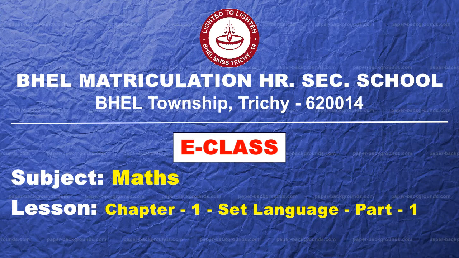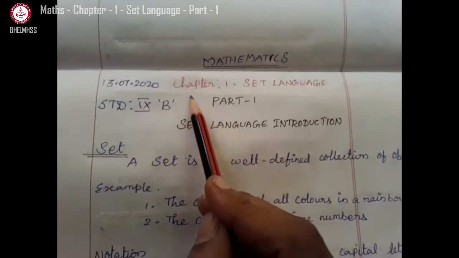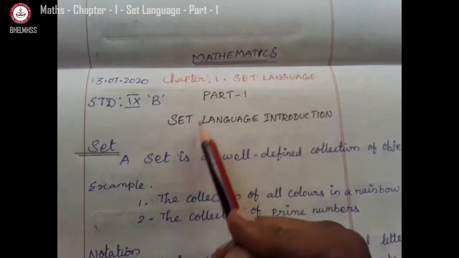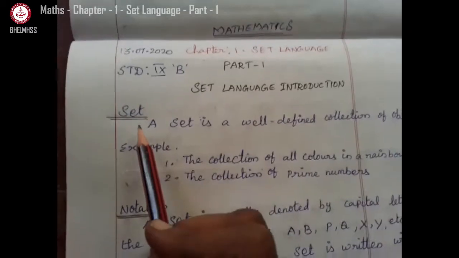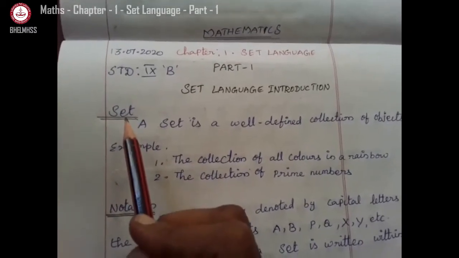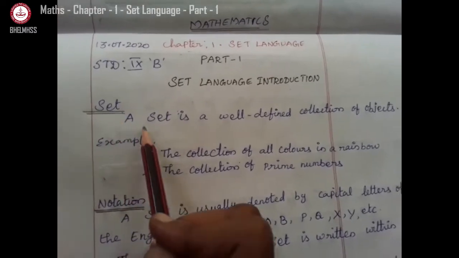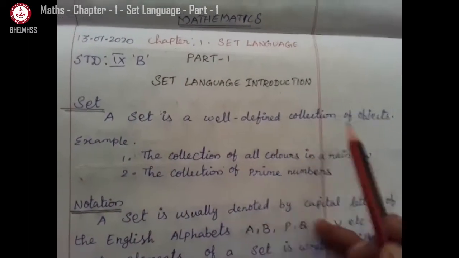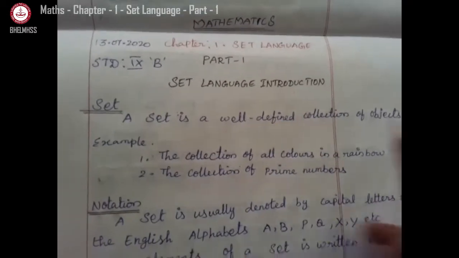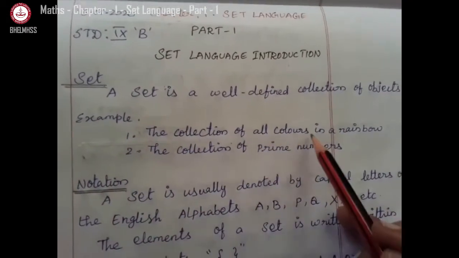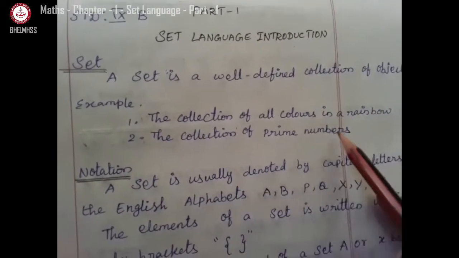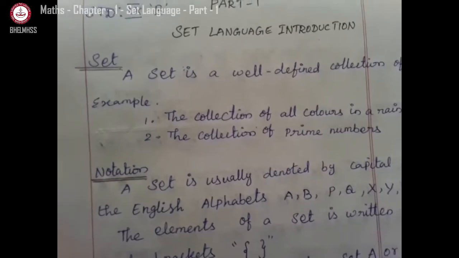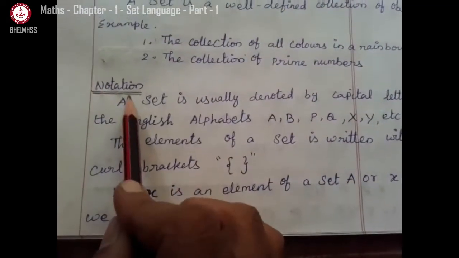Let me see the first chapter, Set Language. Chapter 1, Set Language. Set Language Introduction. First, what is the meaning of set? A set is a well-defined collection of objects. For example, the collection of all colors in rainbow, the collection of prime numbers. These are sets. Some notations are given here.